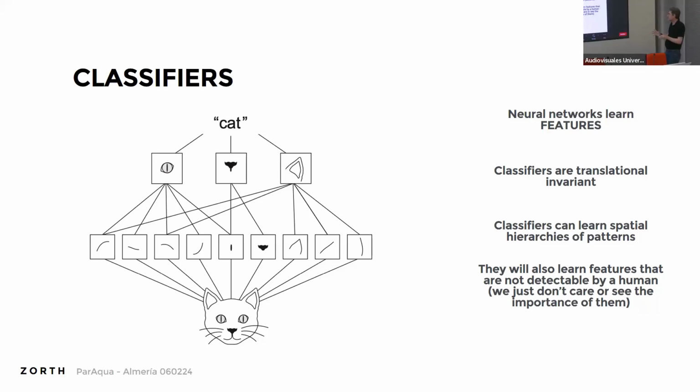They will learn features that are not detectable by a human because we don't care, we don't see them. Typical example is, who's got a cat here? No one? Oh, come on. All right. Does your cat have hair inside his ears? Yeah. Oh, that's good. I noticed that only after training the goddamn thing. So basically, it will grab features like this that you don't really care for.